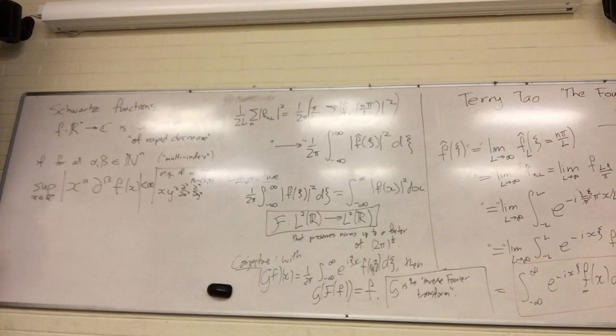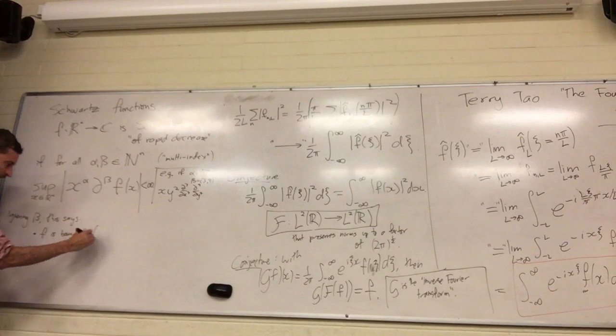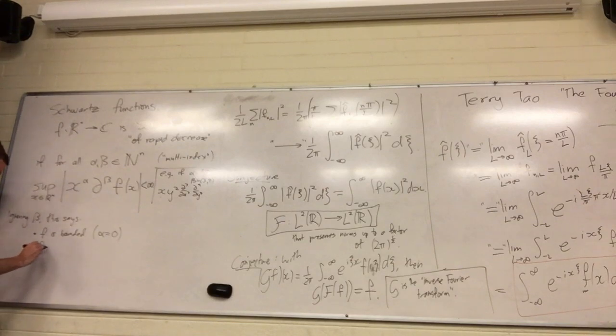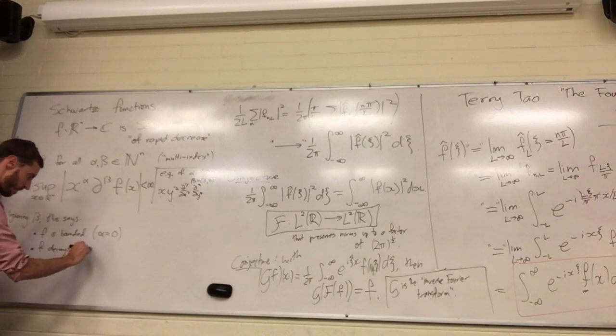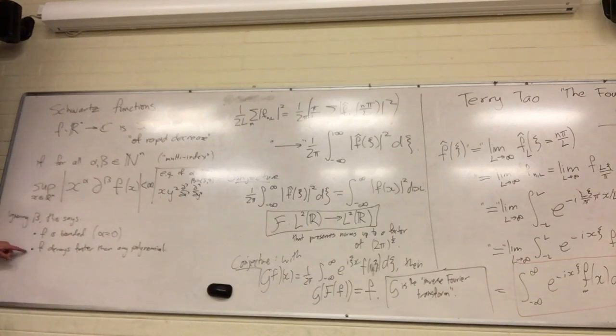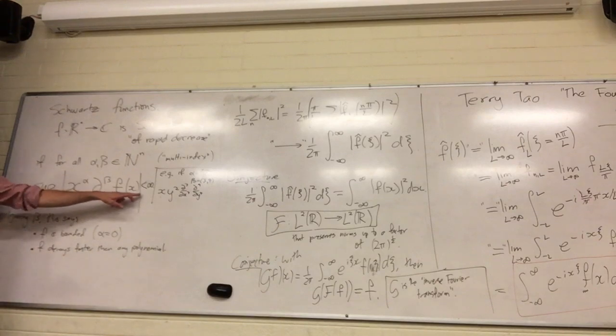Okay. So let's think a bit about what that says. Ignoring beta for a moment, first of all, it says f is bounded. That's the case when you take alpha equals 0: the supremum of f is finite. In fact, f decays faster than any polynomial. Still ignoring beta, if you take f of x and multiply it by any monomial, I don't know, x to the 17, y to the 1 million, it's still bounded. So translated, the function itself is decaying so fast that even if you multiply it by a big polynomial, it's still bounded as x goes to infinity.